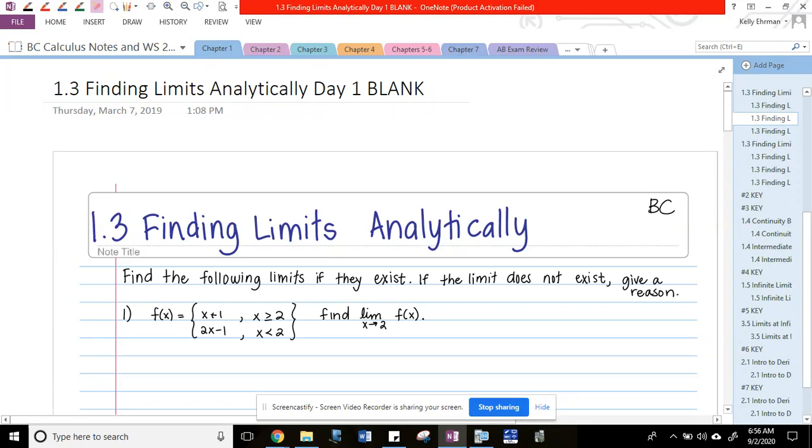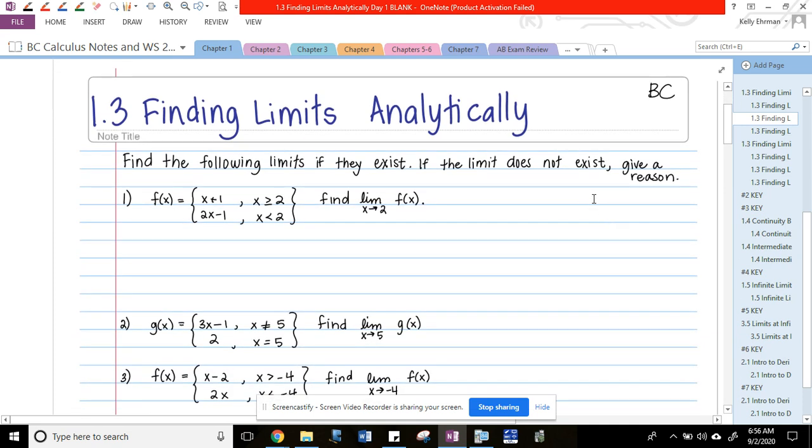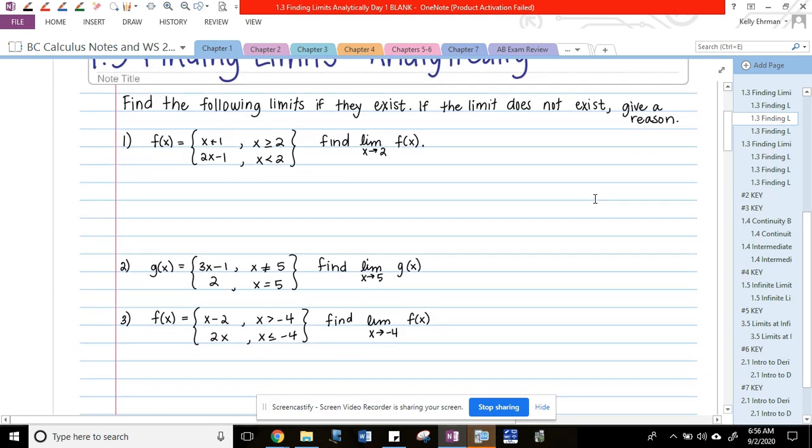Hey guys, today we're in chapter 1.3. We're going to start finding limits. Rather than looking at a graph, we're going to look at things analytically. So find the following limits if they exist. If the limit does not exist, give a reason.